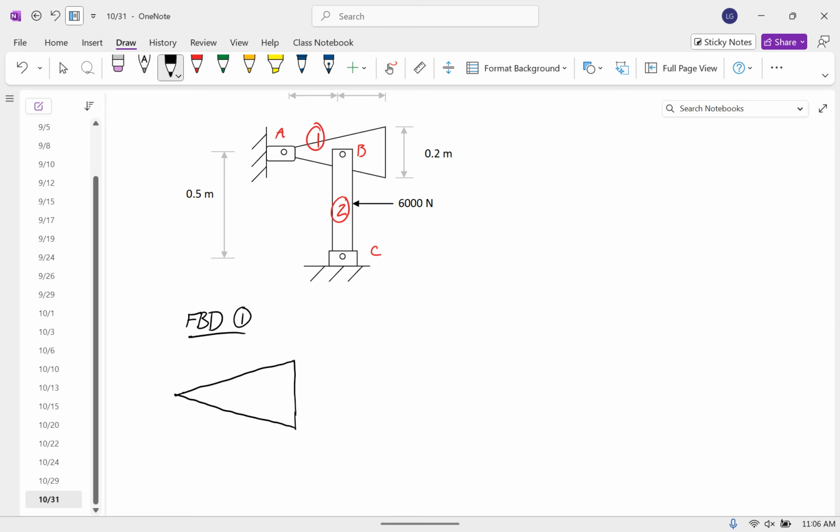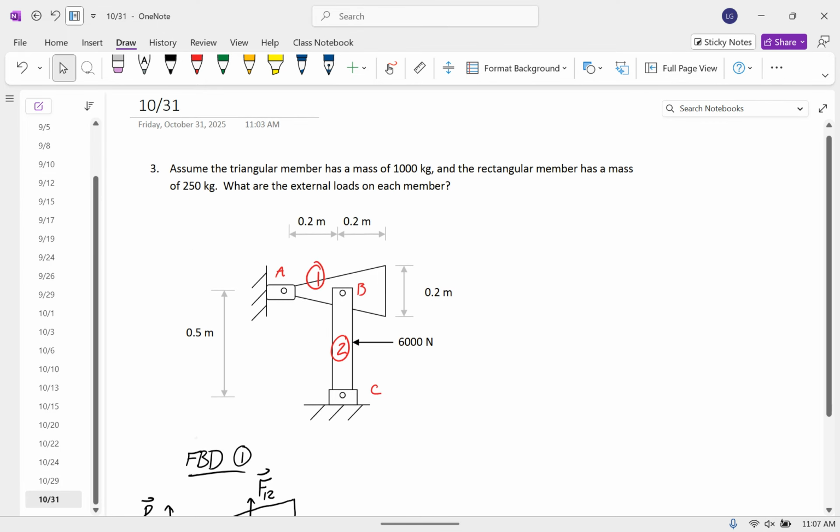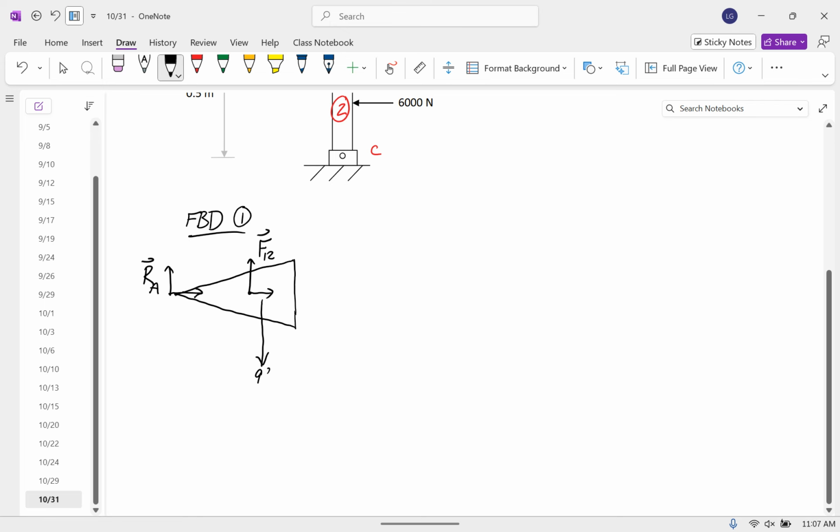We have something like this, and there's a force vector RA there, and a force vector F on 1 by 2 there. And then there is a weight force that's equal to 9810. And we have to figure out where that location is.